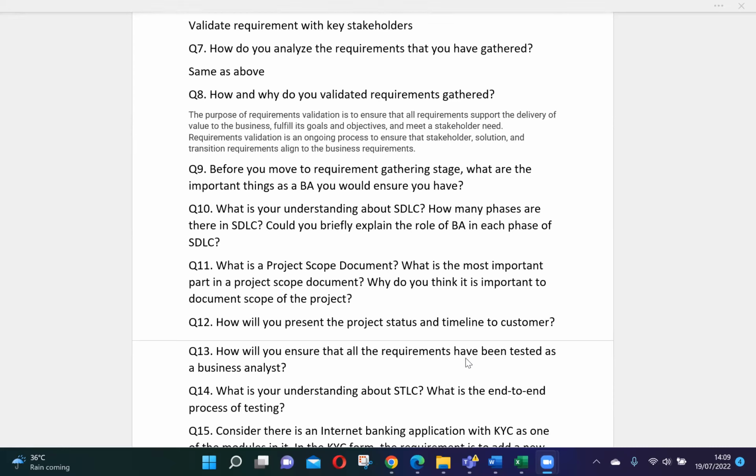So it's a document. You can create it in Microsoft Excel. You have your requirement number, then beside that you have the test case for that requirement. So we are ensuring that every requirement has some test cases. That means each and every requirement is tested, through the requirement traceability matrix.